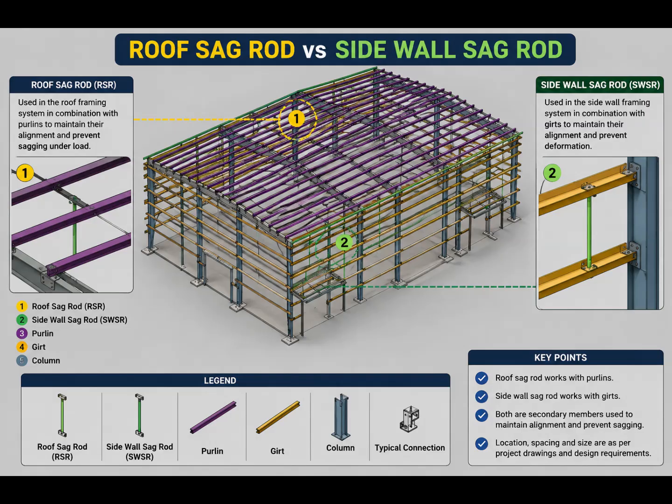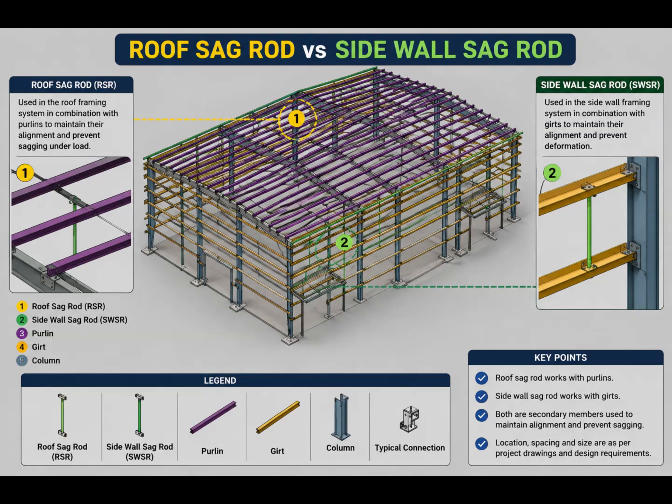A 2D drawing tells us where the member is represented, but the 3D model helps us understand where that member physically sits within the building. For example, when we look at the roof framing in 3D, we can see the relationship between the purlins, rafters, and roof sag rods. When we look at the side wall framing, we can see the relationship between the columns, girts, and side wall sag rods. Therefore, the 3D model acts as a bridge between the engineering drawing and the actual structural arrangement.